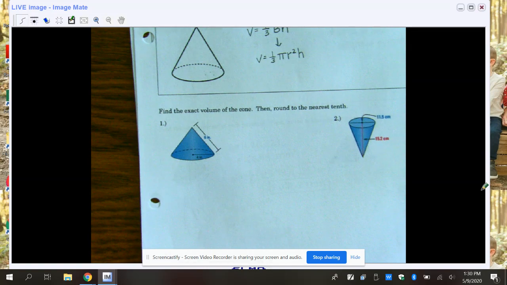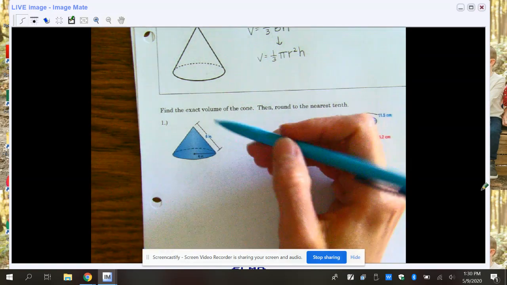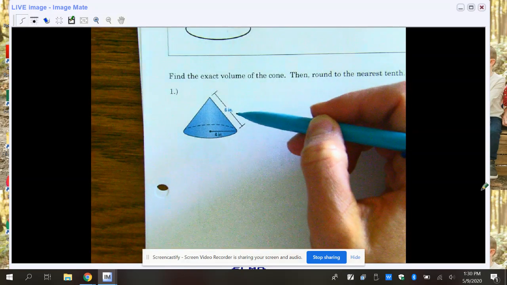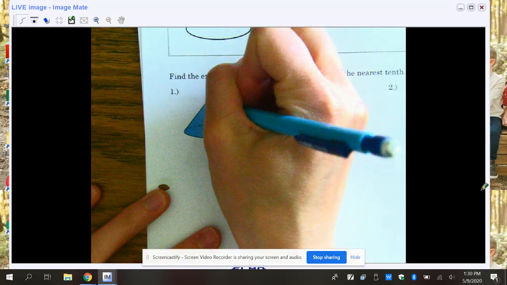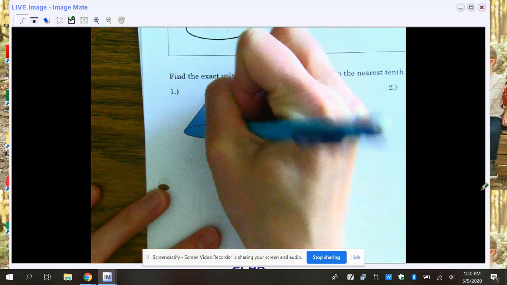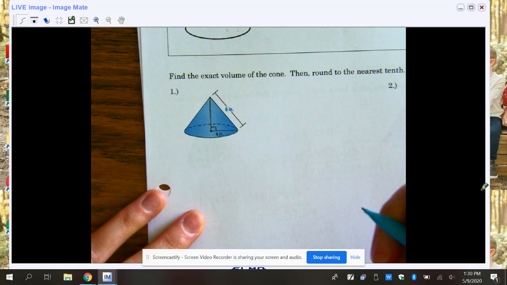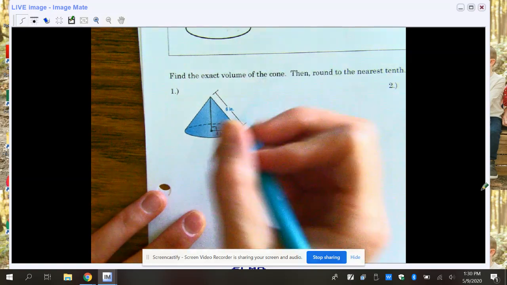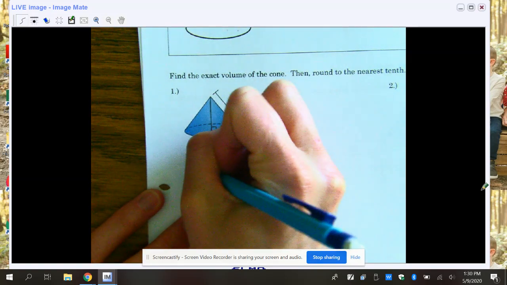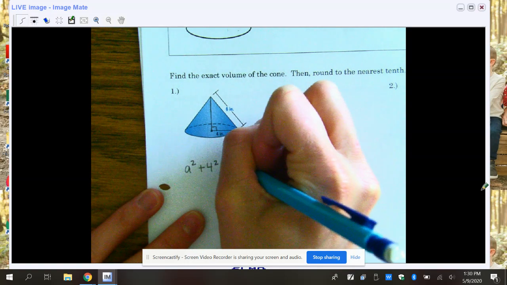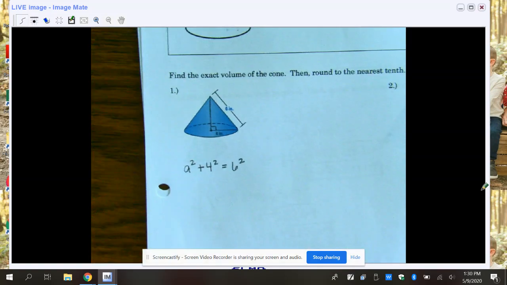Okay. So again, we need to know the radius, we need to know the height. If you don't know either of those things, then you'll use the Pythagorean theorem to find it. And so that's going to be the case in number 1 right here. So I don't know the height of the cone. I know the slant height of the cone. And so the first thing I'm going to do is find that value. So a squared plus b squared equals c squared.